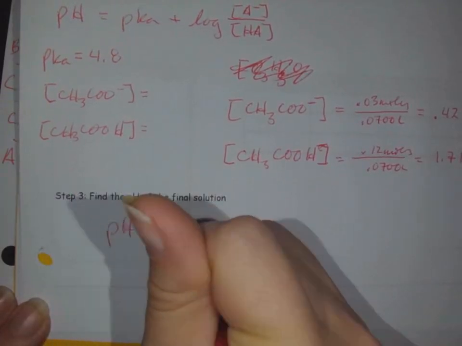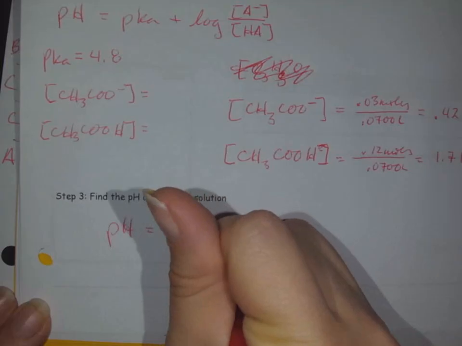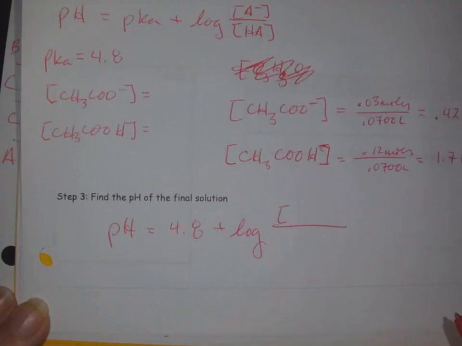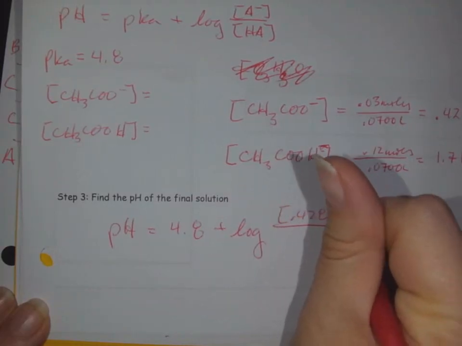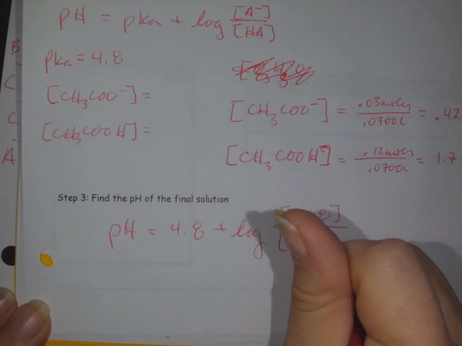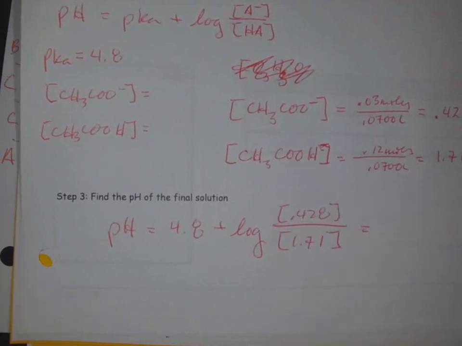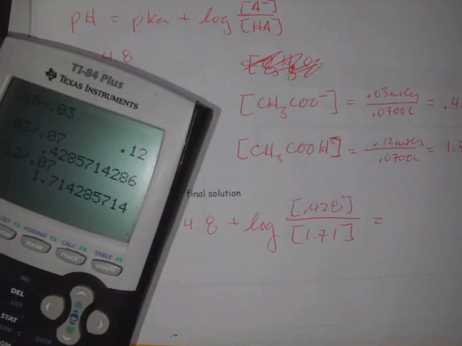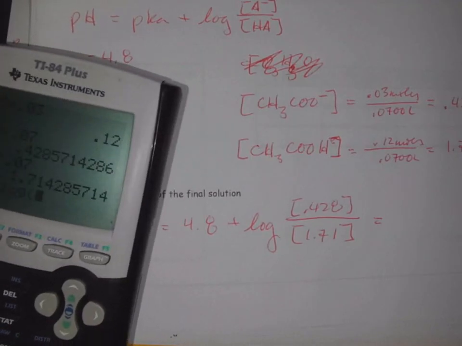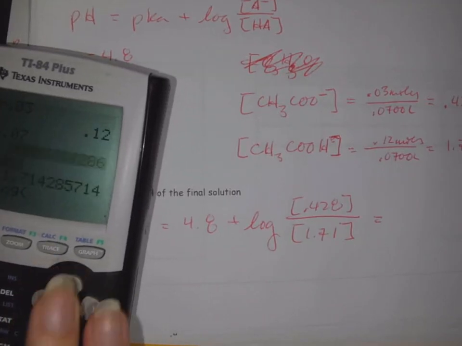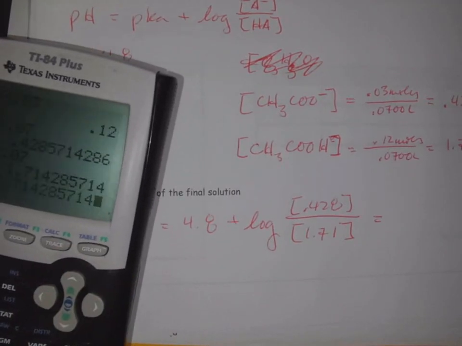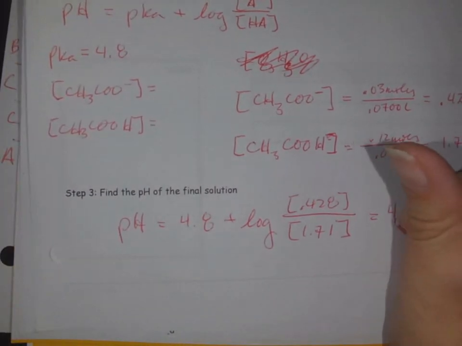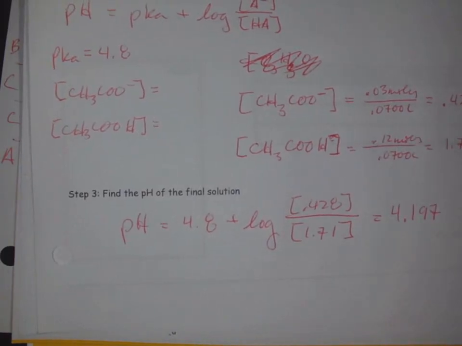pH is going to equal pKa, which is 4.8, plus the log of the concentration of the conjugate base, which is 0.428, divided by the concentration of the acid. I'm going to use the long stored numbers, and then let's talk about sig figs. So 4.8 plus the log of this one divided by that one. Okay, now, without sig figs, 4.197.